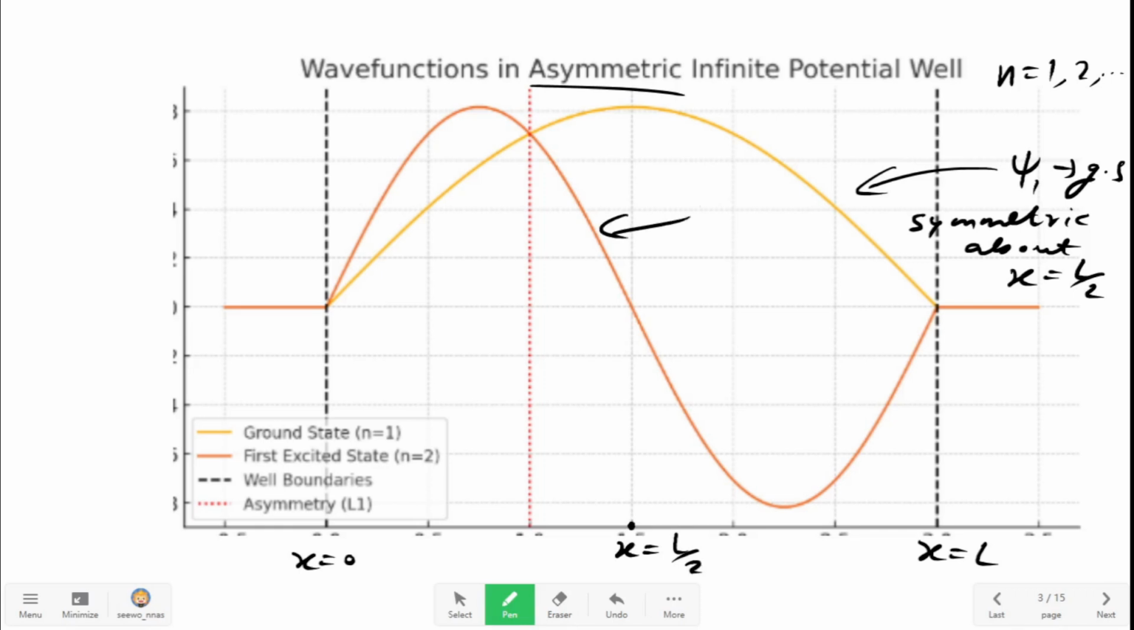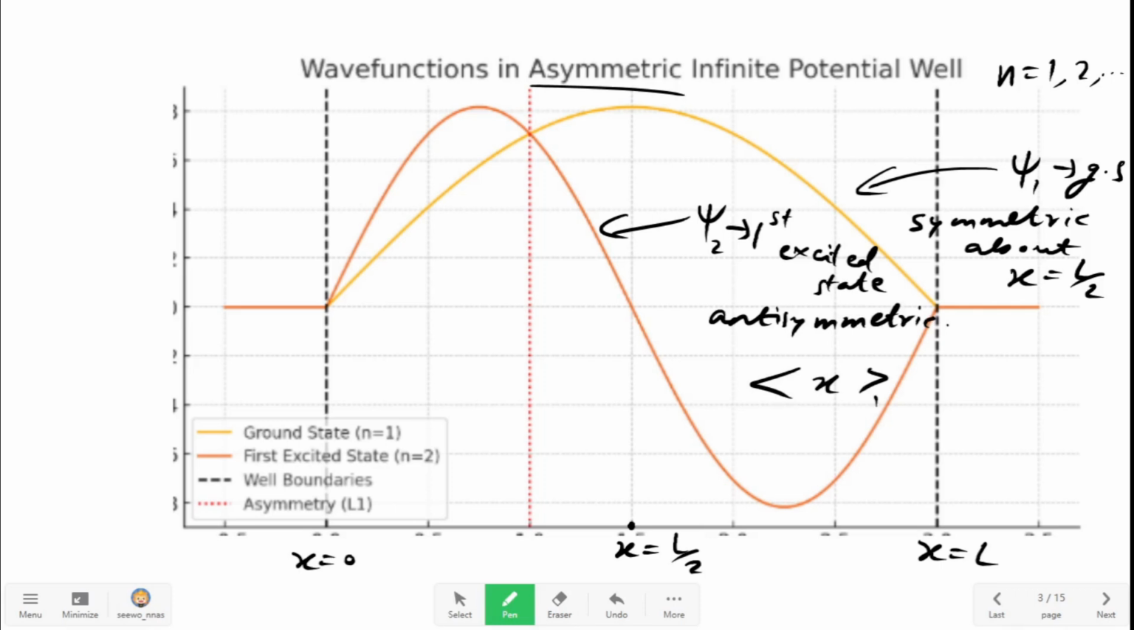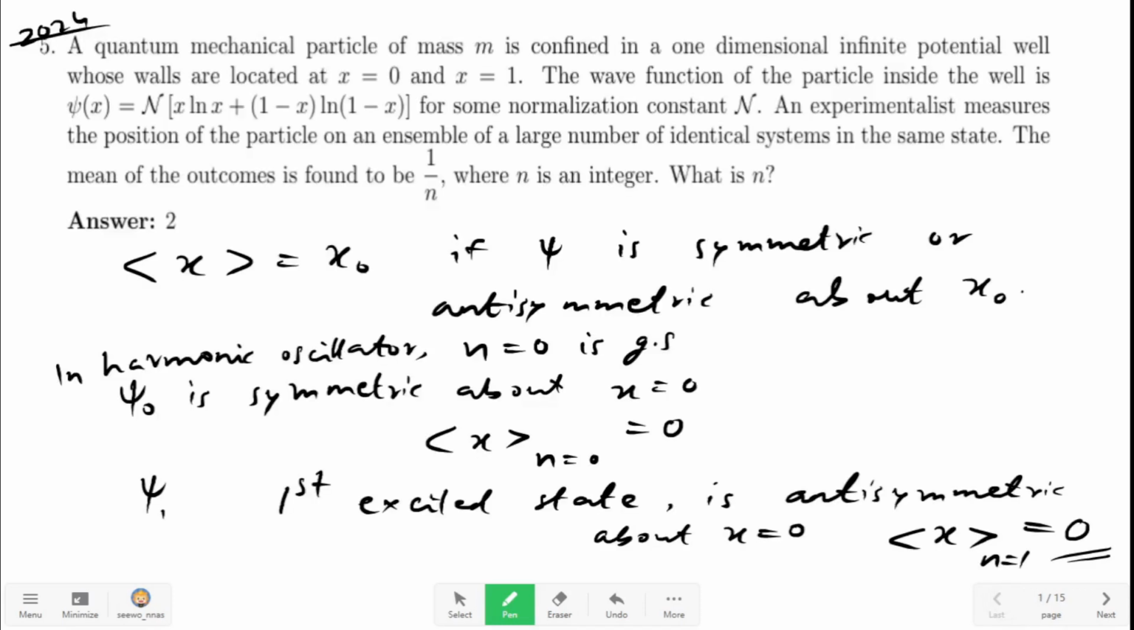Now this is the first excited state psi 2. You can see that it is anti-symmetric about x equal to L by 2. When you find the expectation value of x with respect to the ground state, it is L by 2, and when you find the expectation value with respect to the first excited state, that is also L by 2, which means this is correct. The expectation value of the position operator is equal to x naught if psi is symmetric or anti-symmetric about x naught. Now we are going to apply this in the given problem.